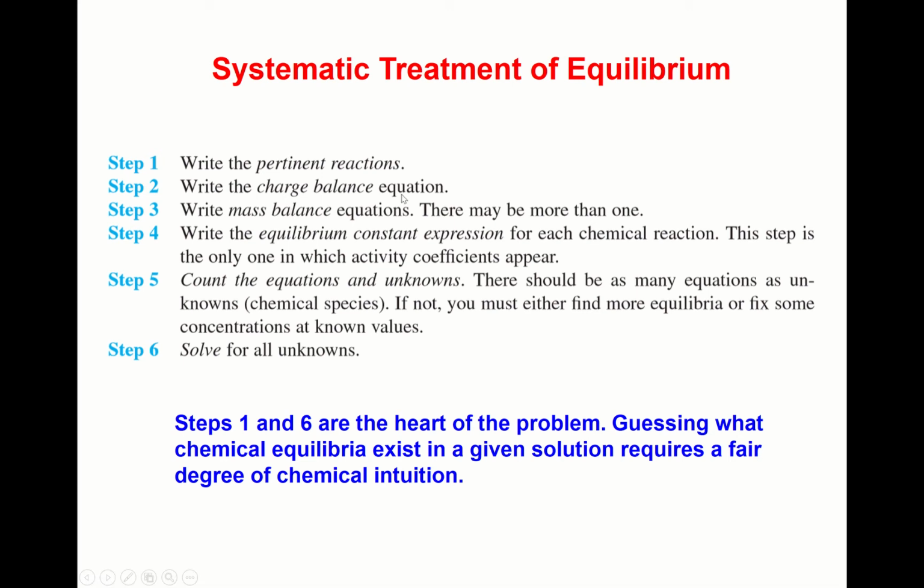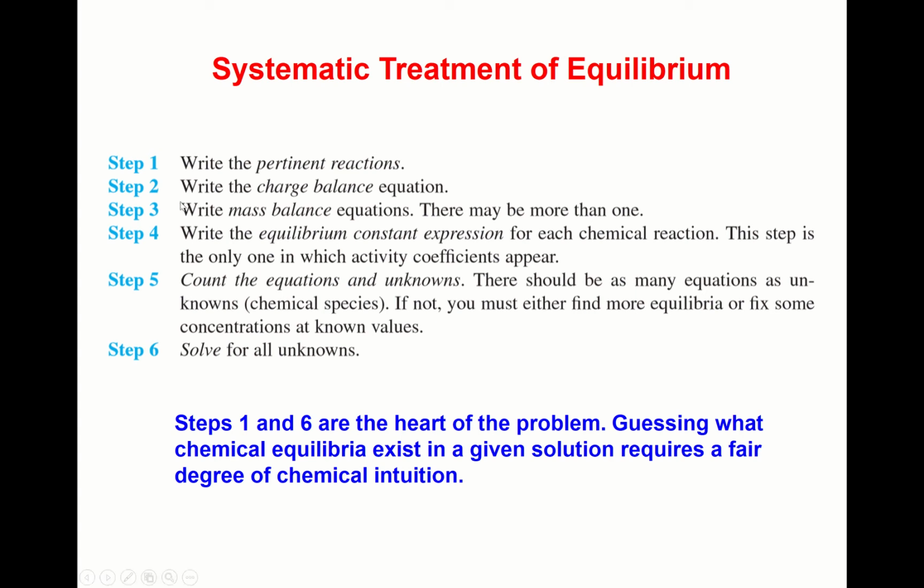This is quite straightforward. From the pertinent reactions, you can identify which species are charged, positively and negatively. The third step is to write mass balance equations. There may be more than one, and you have to find out the mass balance equations. In many cases it is only one, but there can be more than one.